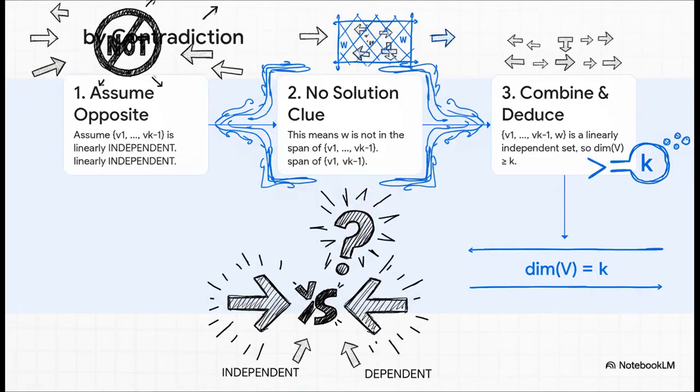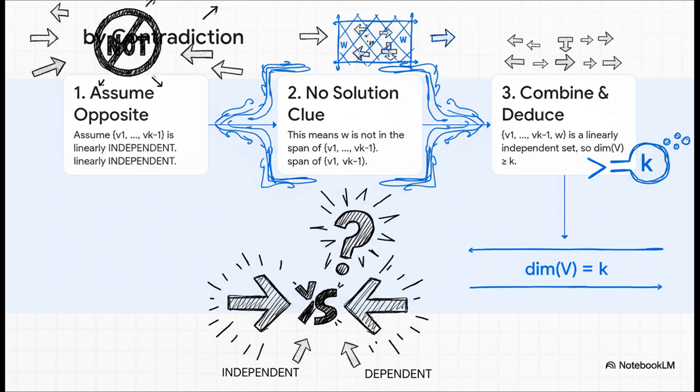This slide maps out our entire game plan. So let's walk through it. Step 1, we start by assuming the exact opposite of what we want to prove. Let's just pretend that our smaller set of vectors is actually linearly independent, okay? Now for step 2, we bring in that no solution clue. That clue tells us that the vector w is totally new. It's outside the reach, or the span, of our supposedly independent set.